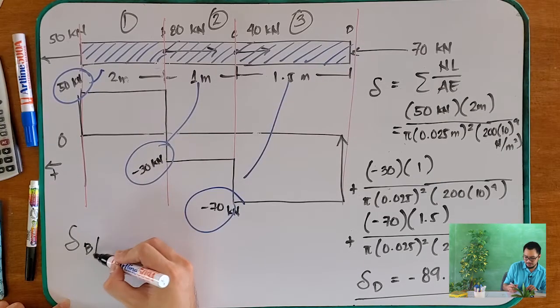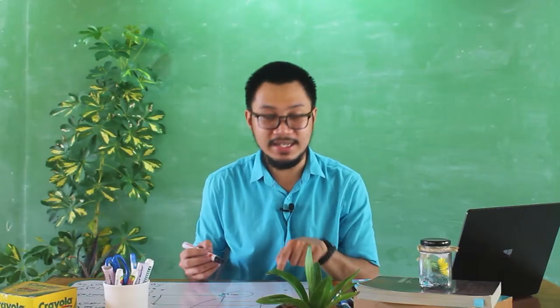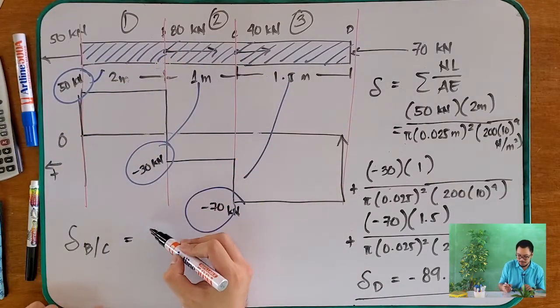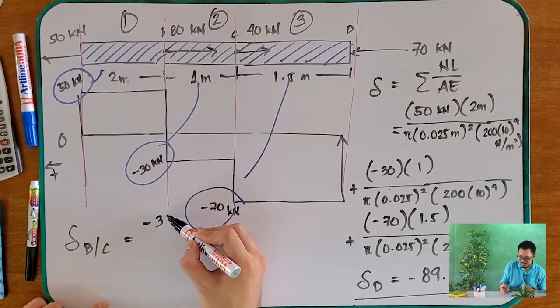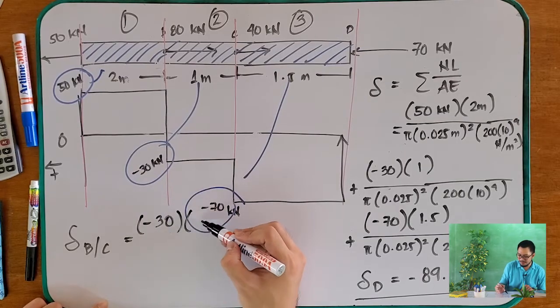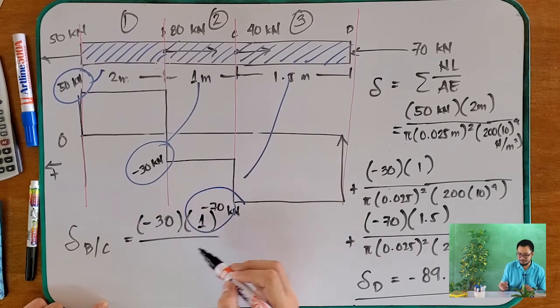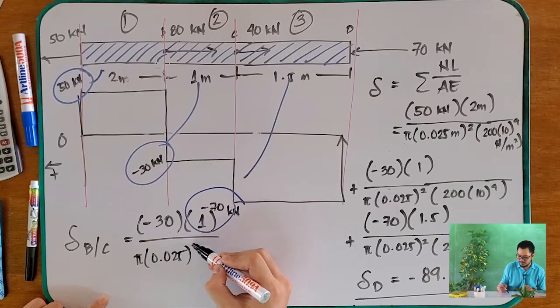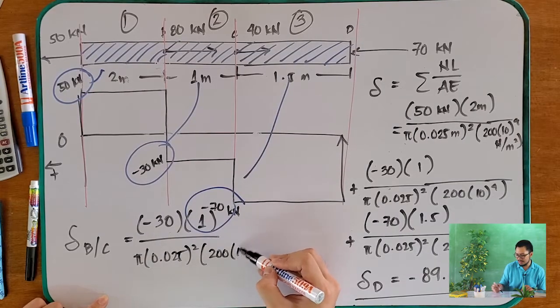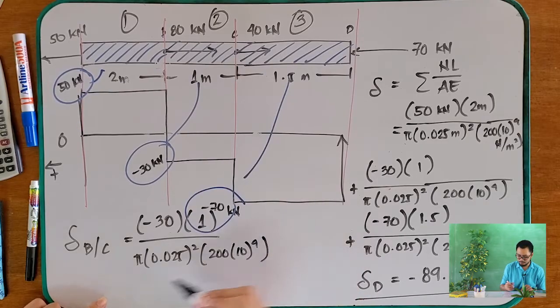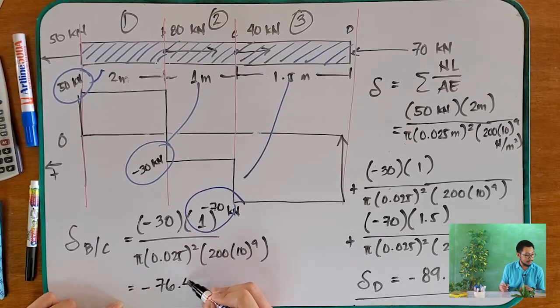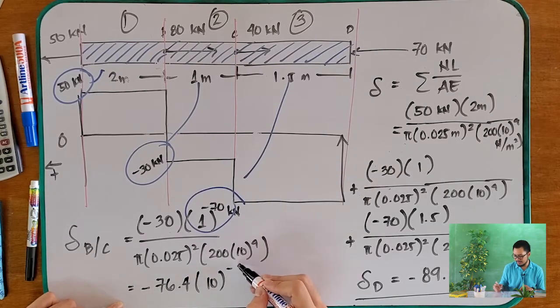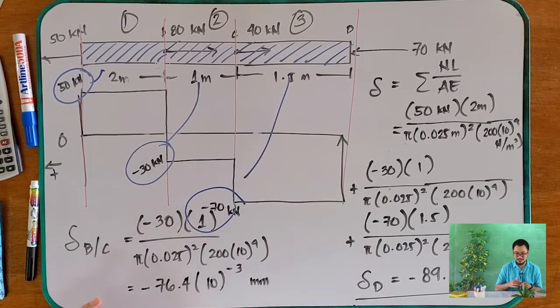Sayon lang kayo. Your displacement of your B relative to C is equal to, saman, NL over AE. Diri lang ang portion. So, negative 30 times your length of 1 meter over your area of pi times 0.025 squared times 200 times 10 to the power of 9. And that is negative 76.4 times 10 to the power of negative 3 millimeters.